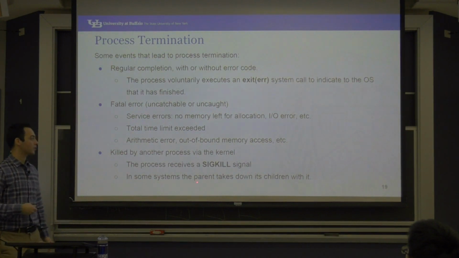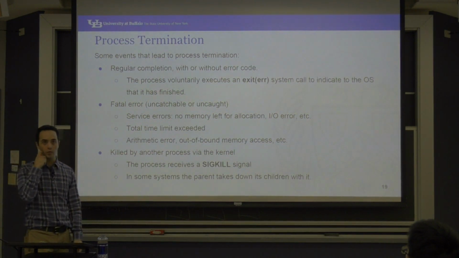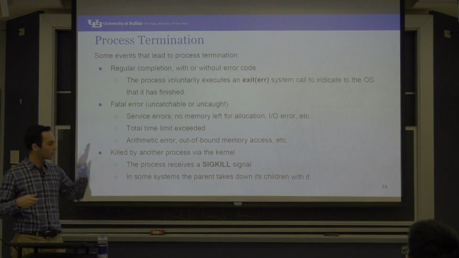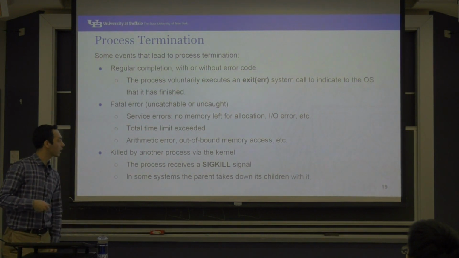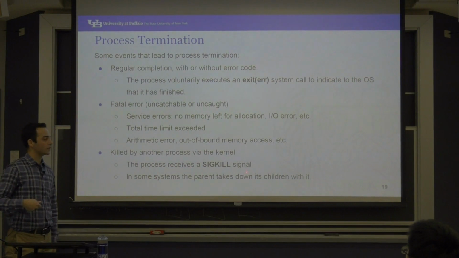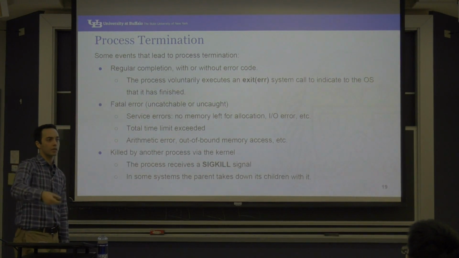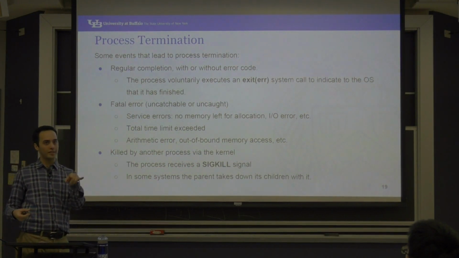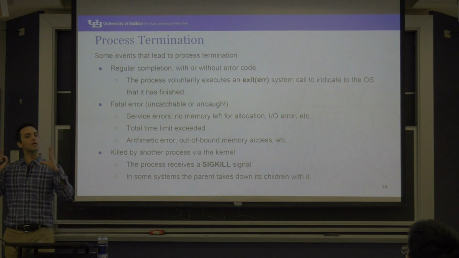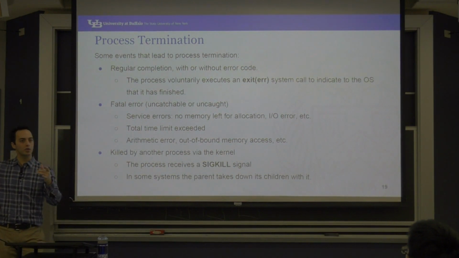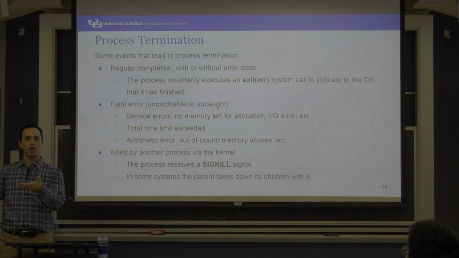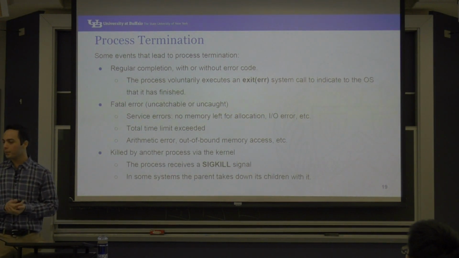And if it's killed by another process, sometimes the parents will take down their children. When they're done, they say, okay, I'm done, let's go to Neverland. The process receives a SIGKILL signal as well. So if a process wants to kill another process, for example, when you press Control C, your shell has not finished, but it wants to terminate its child process. That's how it works. All right.